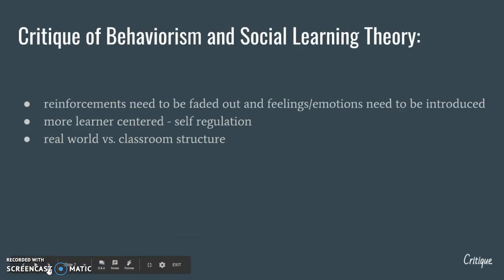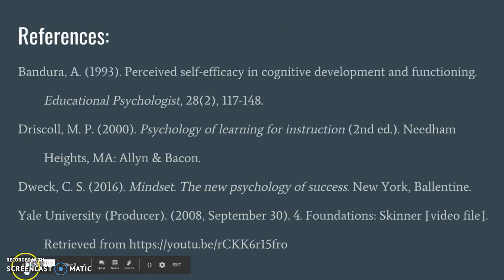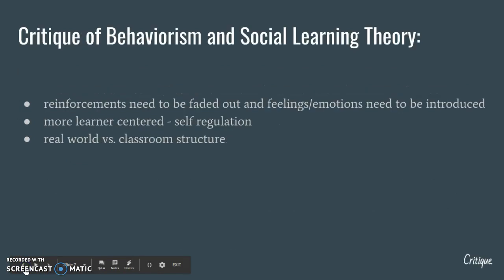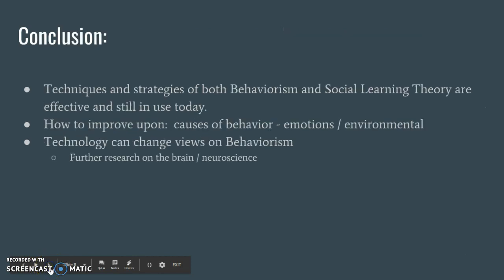Now, my critique for behaviorism and social learning is that it should absolutely be studied, especially for those that work with students and for those that work with human behavior, like in human resources. I think that we need to remember that we need to fade out those rewards and reinforcements, and we need to teach students to be more self-regulated so that they can monitor their own behaviors and be more intrinsically motivated, because in the real world, they're not going to have that reward and reinforcement after every desired behavior.